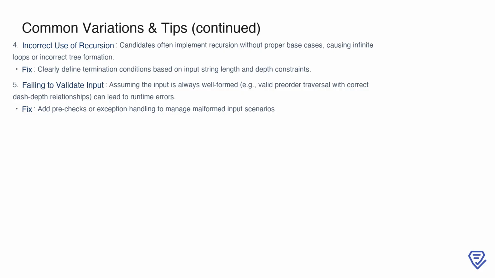Additionally, failing to validate the input can lead to runtime errors. While the problem might assume well-formed input, it's good practice to add pre-checks or exception handling for scenarios like invalid dash-depth relationships or malformed strings. This makes your solution more robust and better prepared for unexpected cases.